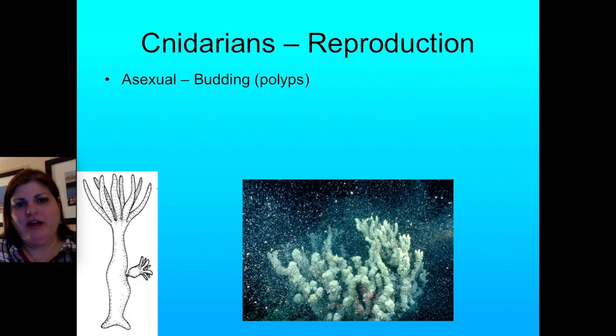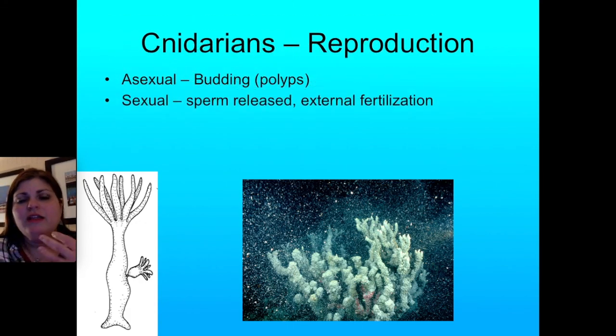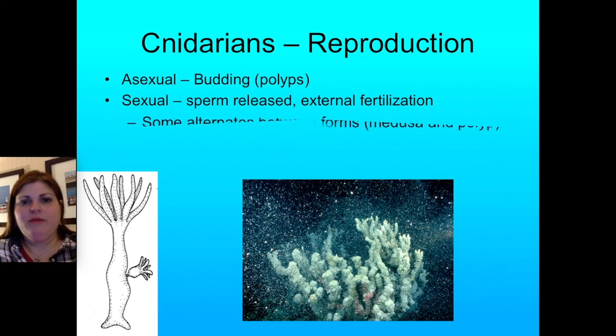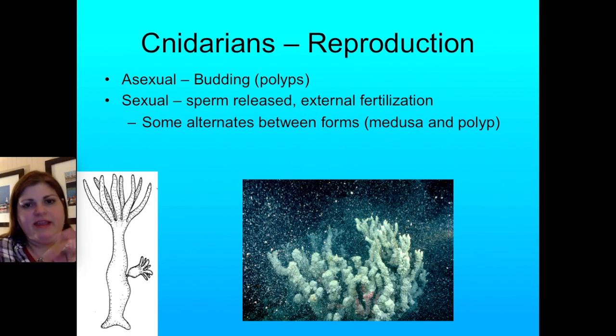Sexual reproduction occurs externally. So the sperm and the egg are released. That's what's happening in this picture down here with the coral. The sperm and the egg are released into the water, and they find each other and get fertilized. After fertilization occurs, there's a larval form, and usually there is some alternation of forms between medusa and polyp, although not all types of Cnidaria alternate like that. We'll talk more about that in a second.